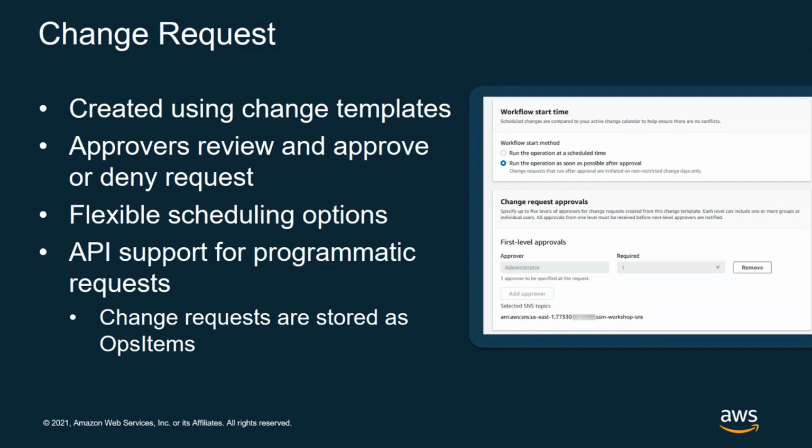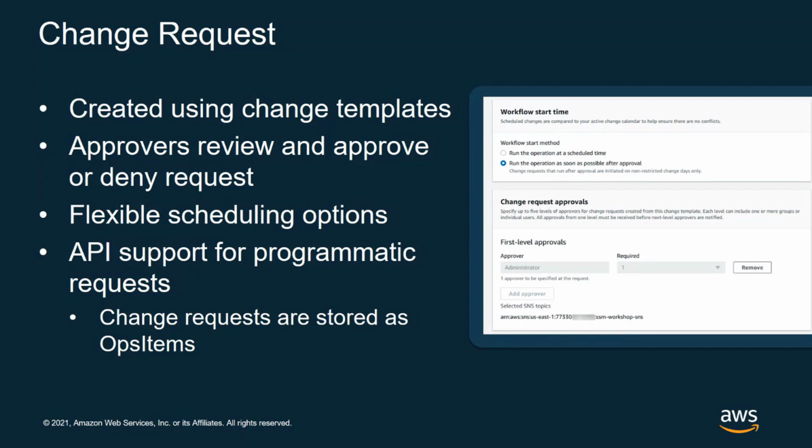In Systems Manager, change requests are stored as a type of ops item within Systems Manager Ops Center. And this means that you can create change requests using Systems Manager APIs, such as start change request execution. And when we are using these APIs, the change request must still be approved, and there must not be any blocking events in your change calendar to prevent the workflow from running.